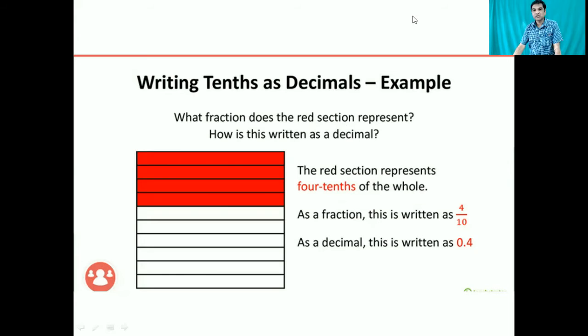Basically, we are not completely shading the square; we are shading part of a square. How many parts are we shading? We are shading only 4 parts of the square. And this is a fraction actually. This fraction is represented as 4 out of 10.